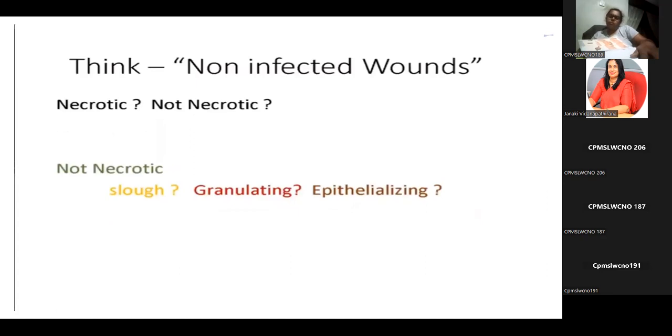So a wound that is not infected. Then we talk about necrotic, what to do if the blood flow is poor, what to do if blood flow is good. So there is no necrosis. Wound, non-infected, no necrosis.